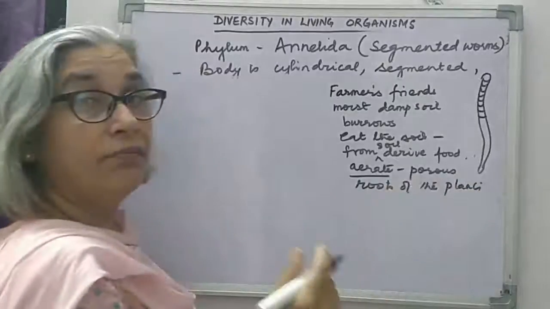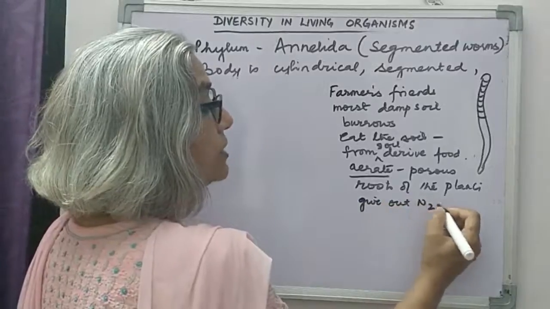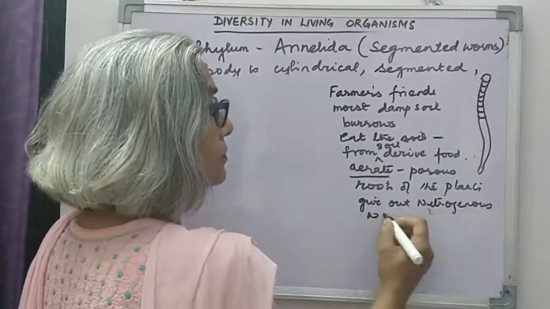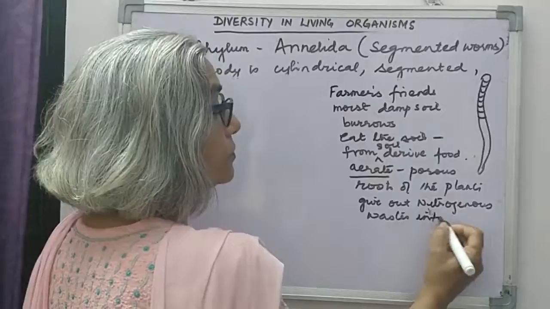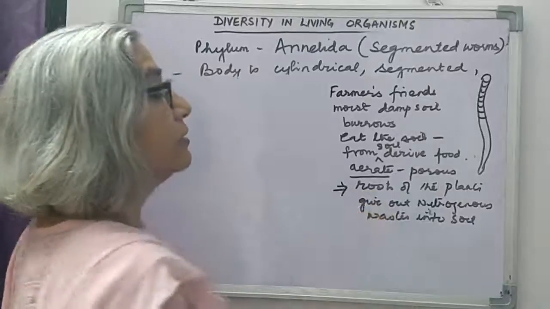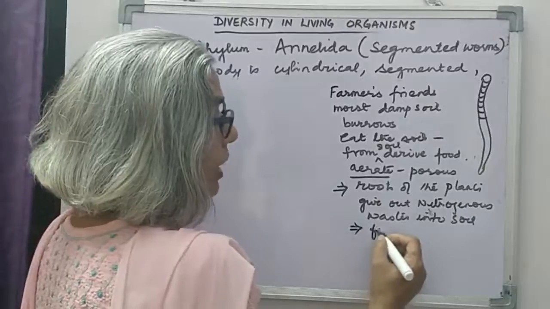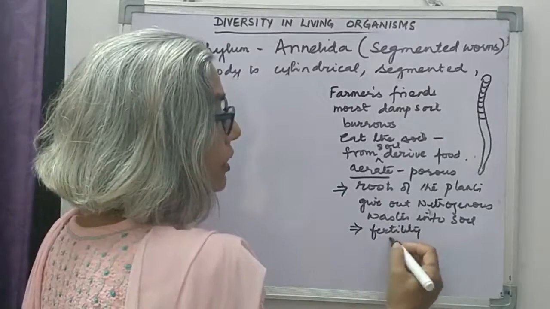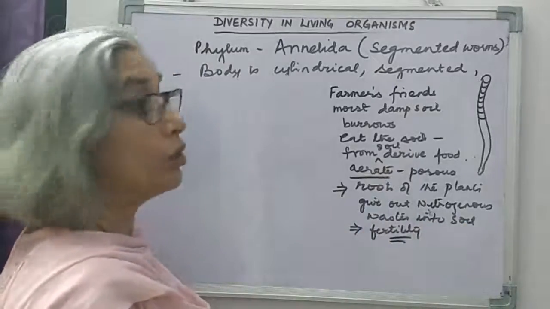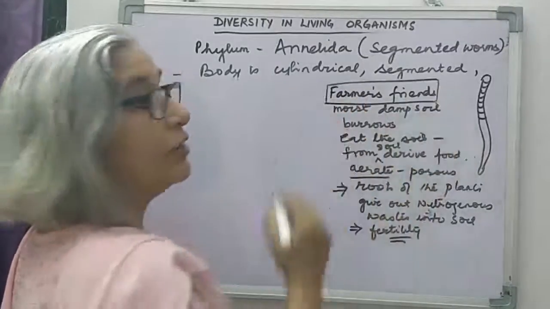And at the same time they give out nitrogenous wastes into the soil. So, besides being porous and aerating, which is good so that oxygen is available for the roots, they are also adding fertility to the soil. The soil becomes fertile due to the nitrogenous waste added by the earthworms. Now, because of this reason, they are called farmers' friends.